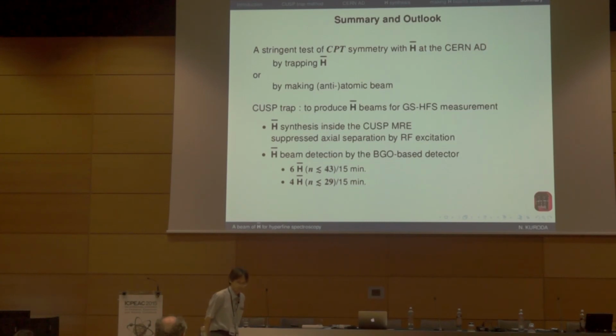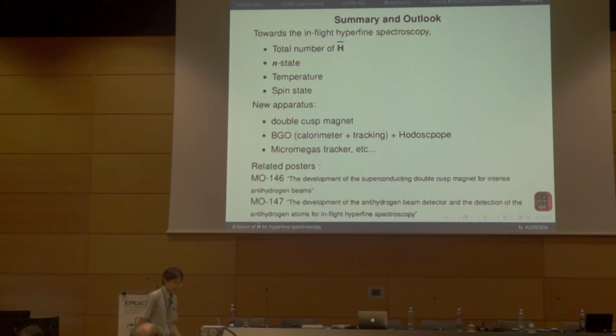I come to the summary. For a stringent test of CPT symmetry with antihydrogen, people try to trap antihydrogen or make an antihydrogen beam. Our approach is taken this way. To perform antihydrogen spectroscopy, we made a cusp trap, and we already succeeded in synthesizing antihydrogen, and also suppressed axial separation by our excitation. And we confirmed an antihydrogen beam event at the end of the spectrometer line.